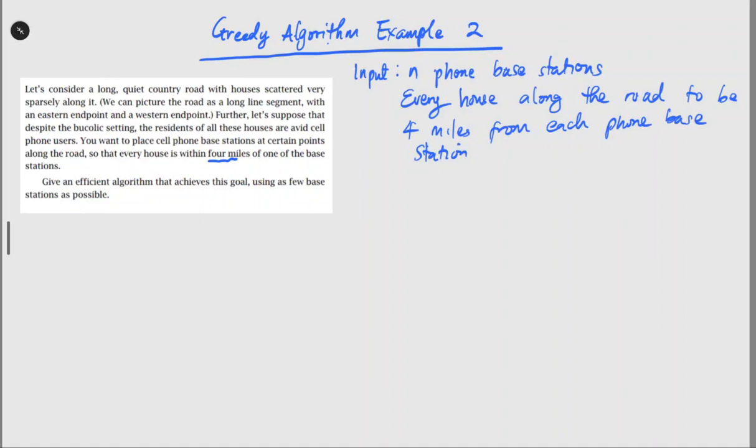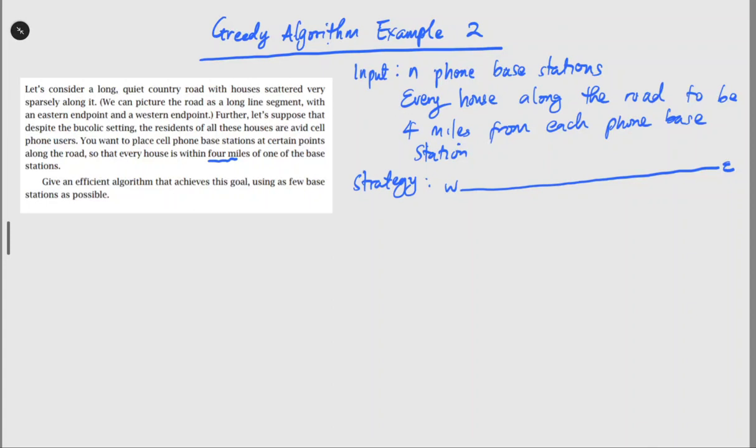Okay. So what would our strategy be? What do you think? So I would say for the strategy, we are going to start from one end of the road. Let's say the west side. Remember that the question said we can imagine the road to be a line running from west to east. So for our strategy, I want to start from one end of the road. Let's say we are starting from the west end and we are going to be moving towards the east.